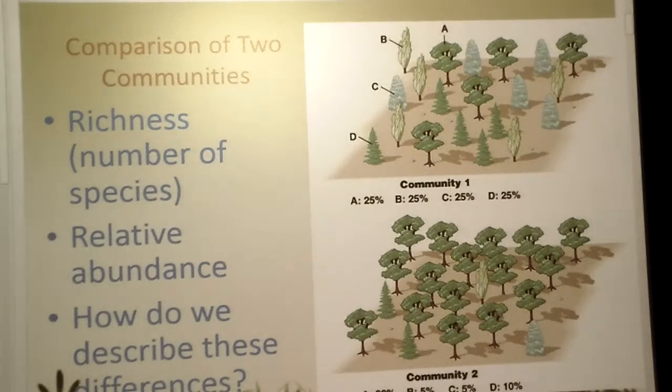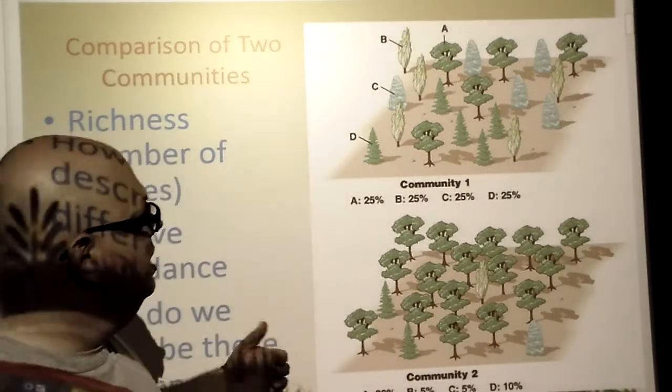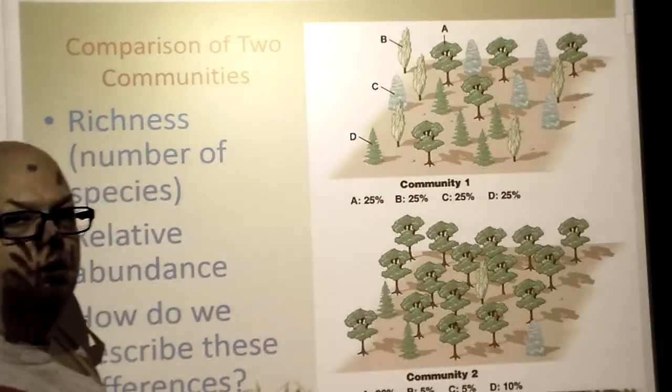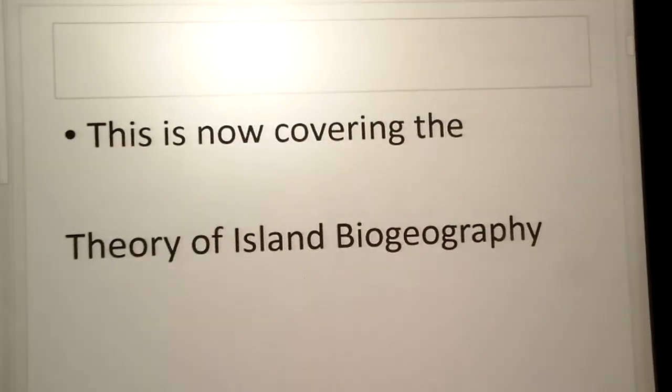So if you're looking at communities, we've talked about the idea of richness and relative abundance, where we can talk about how many different species we have compared to how abundant they are. And that's a key thing to look at. So what we've got to look at is the theory of island biogeography. What in the world is going on?